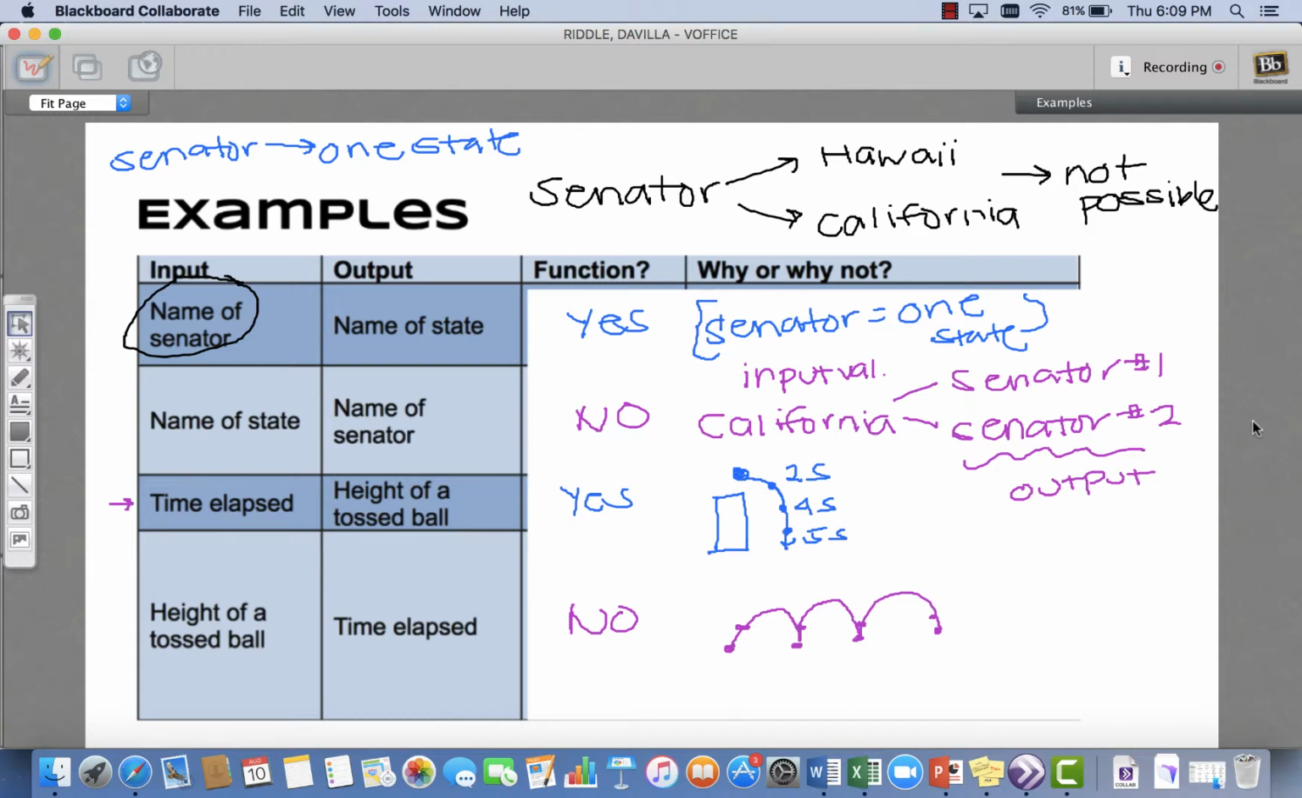So maybe these are all, I don't know, maybe like 10 inches or something like that. But at the same time, it can also reach that certain ball height when it's at different times. So it can result in more than the same output. I guess it just depends on where you're looking at it. So these are just examples. Don't worry too much about it.